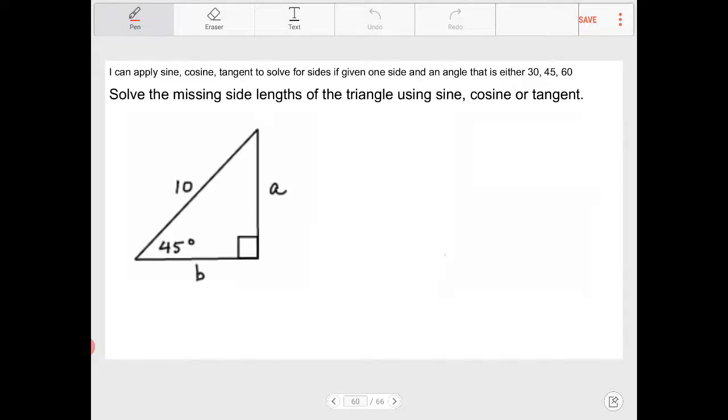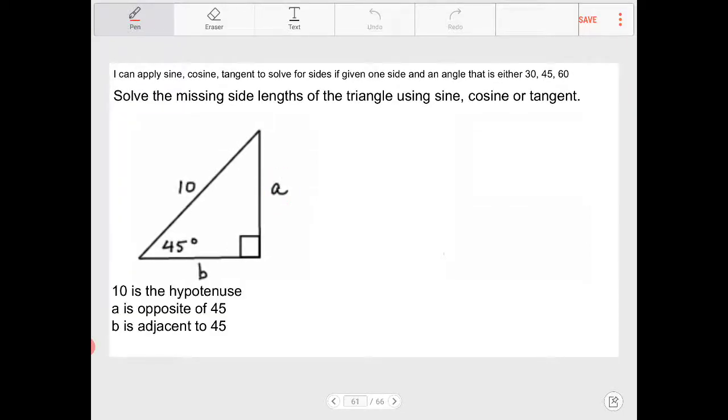Let's do another example. Immediately upon inspection, I already know that both a and b will be... actually, pause the video and see if you can figure this out. Upon inspection, I already know that a and b are going to be the same value, because we're dealing with an isosceles right triangle here. We have 45, 45, 90. So it really doesn't matter whether we use sine or cosine to find out what a is.